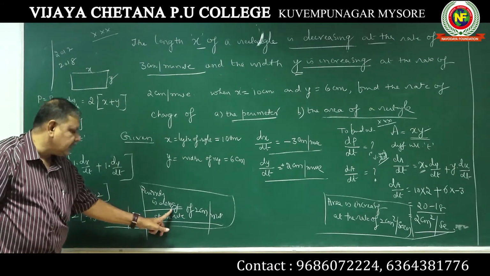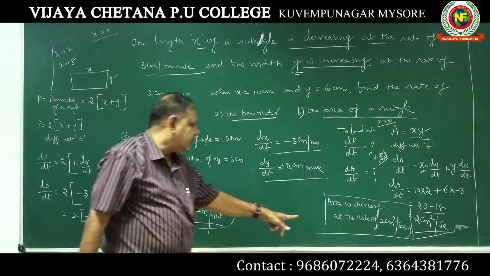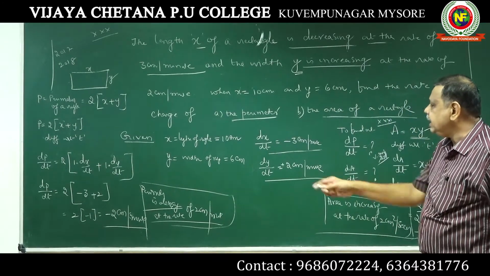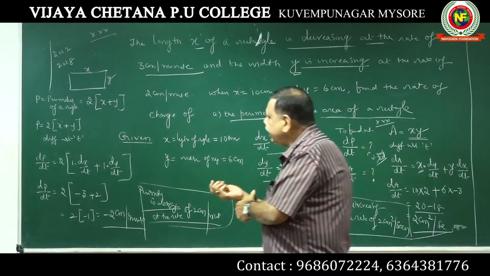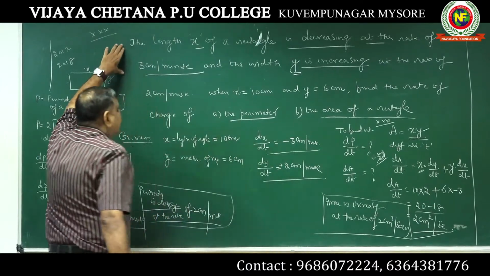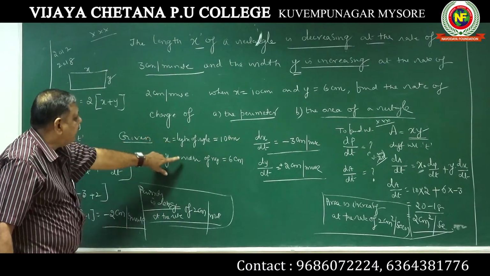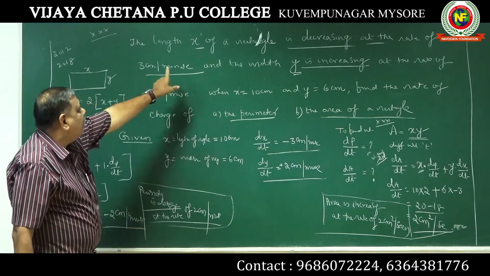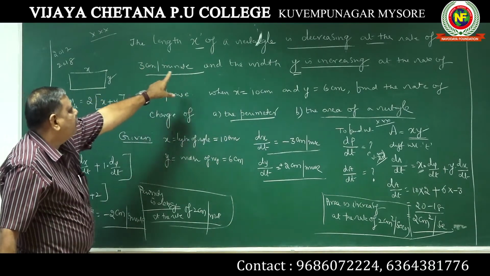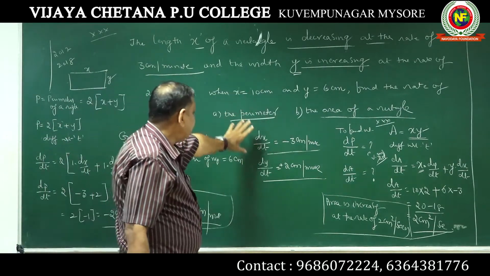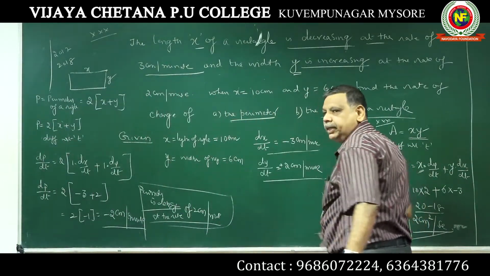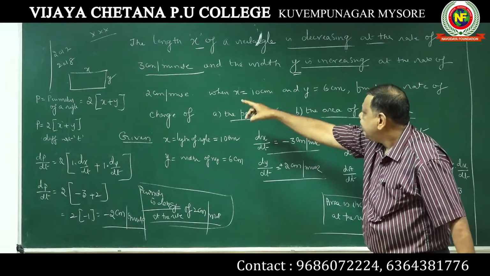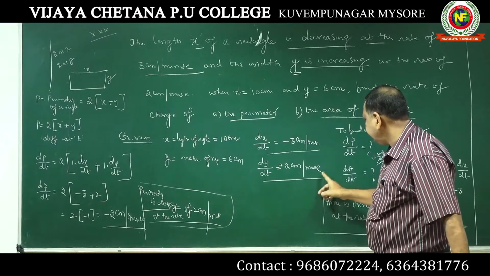See, it's a peculiar problem. Perimeter is decreasing, area is increasing. Area of the rectangle is increasing, whereas the perimeter is decreasing. I will explain the whole problem again. x is the length of the rectangle, y is the width. They are given x is 10 centimeter, y is 6 centimeter. Also given length of a rectangle is decreasing, so take dx by dt as minus 3 centimeter per minute. dy by dt, they say width is increasing, take down plus 2 centimeter.